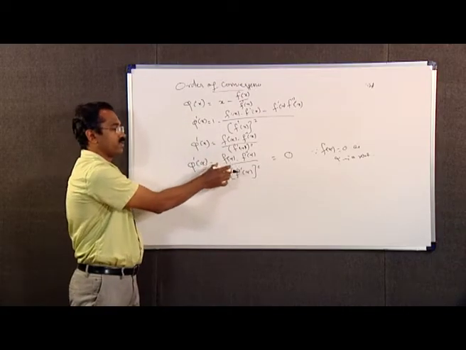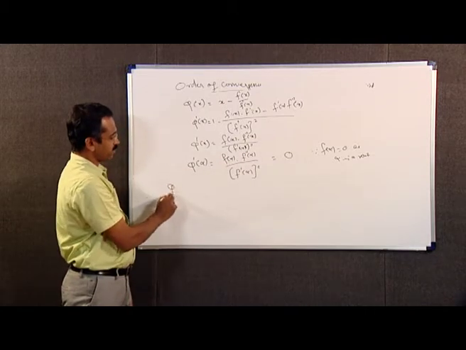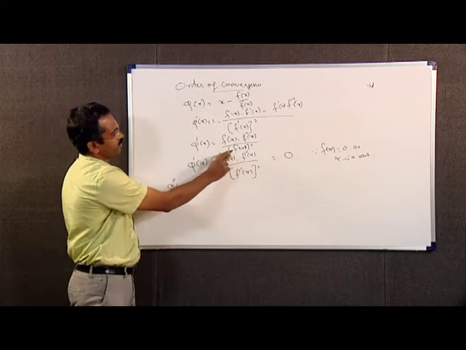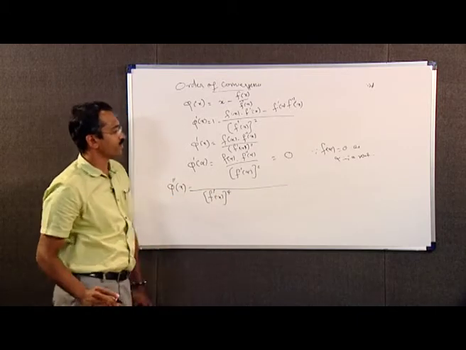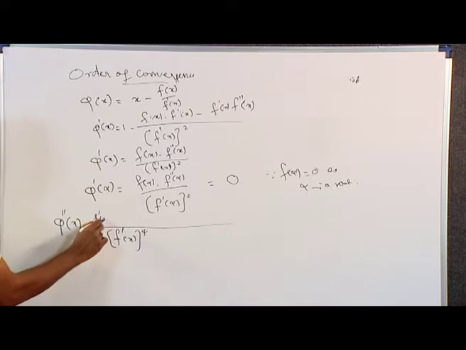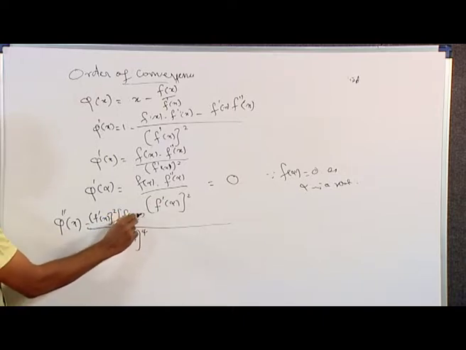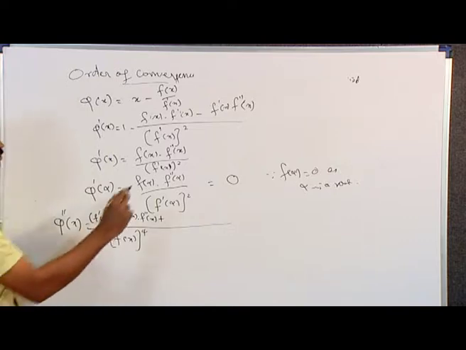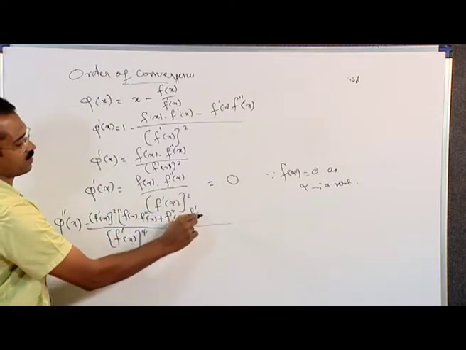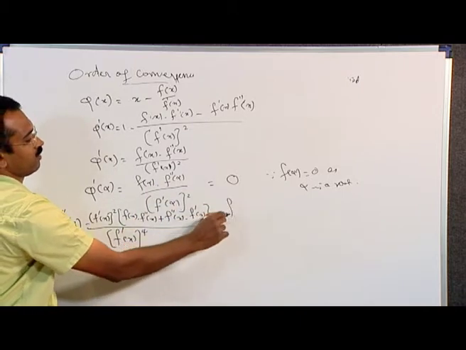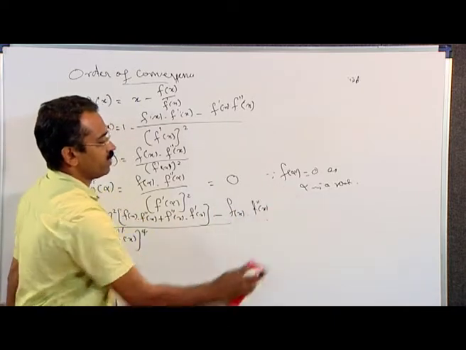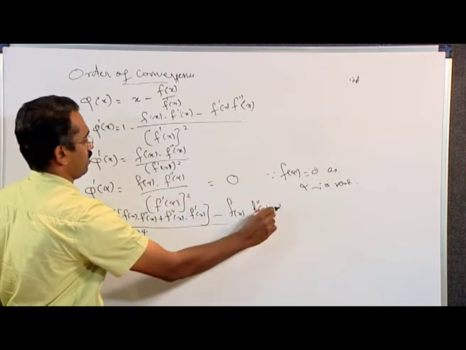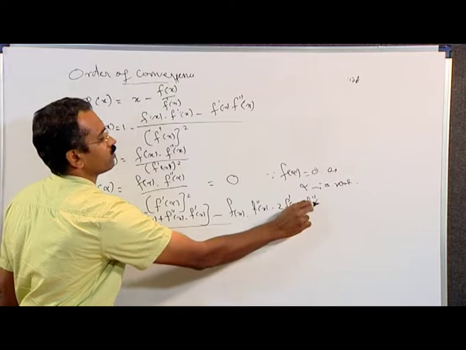Now, we differentiate again, that is phi double dash of x is equal to f dash of x raised to 4 in the denominator, f dash of x square into the derivative of this, that is f of x into f triple dash of x plus f double dash of x into f dash of x, minus f of x into f double dash of x into the derivative of the denominator, that is 2 times f dash of x into f double dash of x.